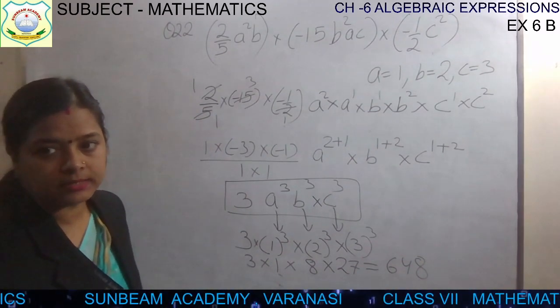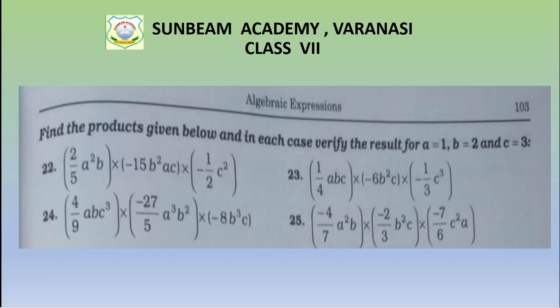Now see the next question. Next question, children. Question number 24. Children, I hope you all are writing. Question number 24. It is 4 by 9 A, B, C to the power 3 into minus 27 by 5 A cube B square into minus 8 b cube c.